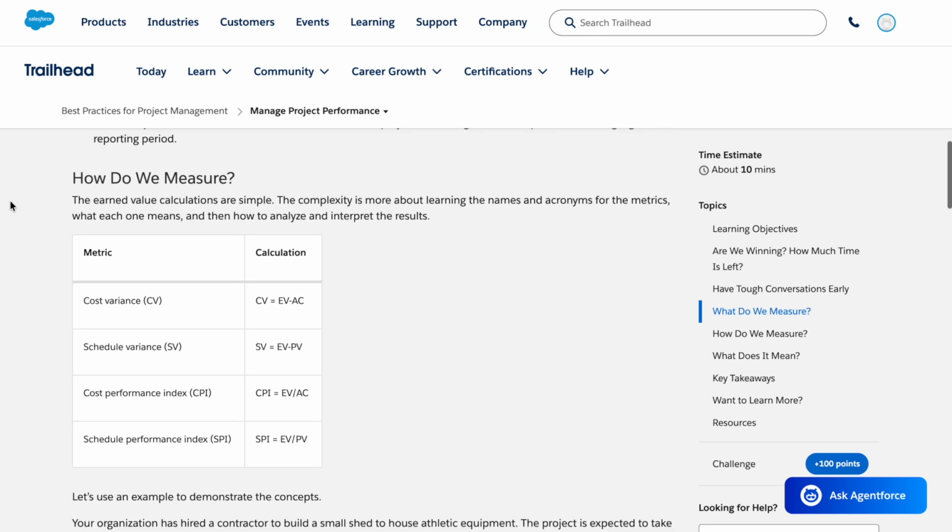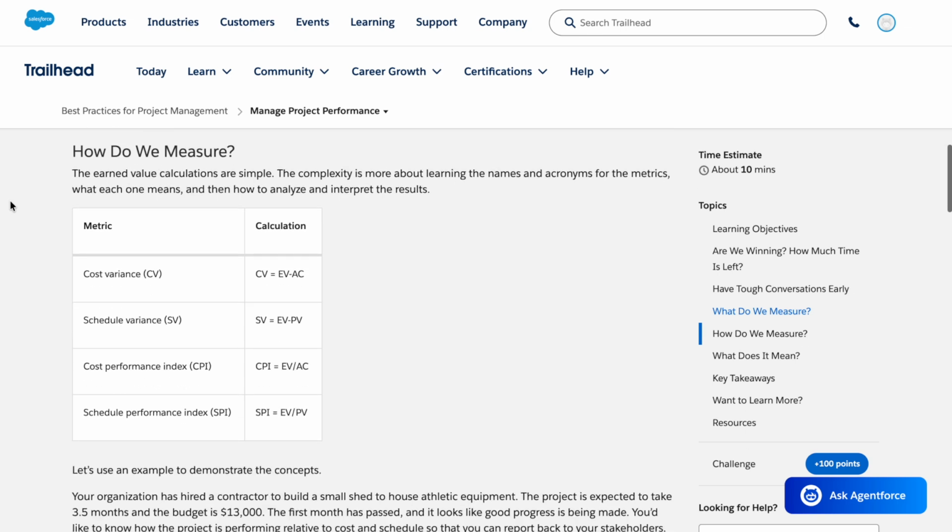How do we measure? The earned value calculations are simple. The complexity is more about learning the names and acronyms for the metrics, what each one means, and then how to analyze and interpret the results. Let's use an example to demonstrate the concepts.